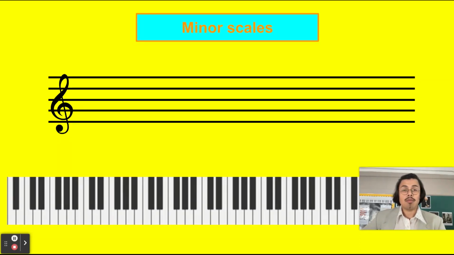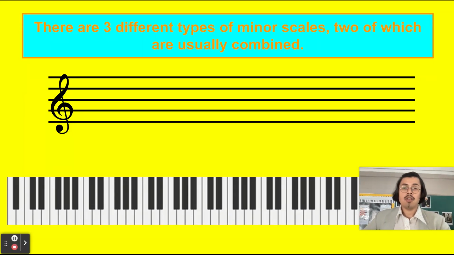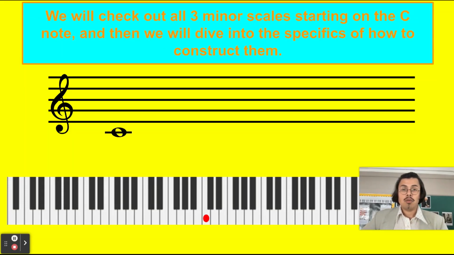Today, we're going to talk about minor scales. Let's get into it. Now, we can build a minor scale on any note by moving from note to note in specific whole or half step patterns. There are three types of minor scales, and two of which are usually combined into one single scale. We're going to check out all three types of minor scales starting on the C note, and then we will dive into the specifics of how to construct them.